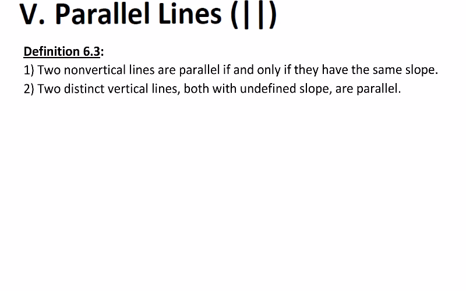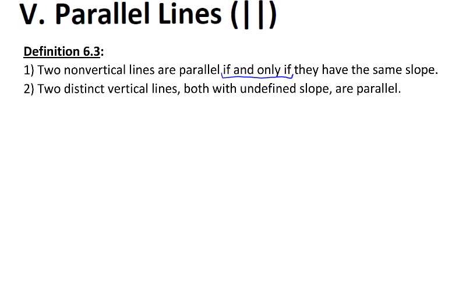It says two non-vertical lines are parallel if and only if they have the same slope. Now the phrase "if and only if" is one of the most powerful statements we have in mathematics, because what it means is that I can take either side of that statement, and if I can show that one of those is true, then that means the other side is true. So here's how that works.